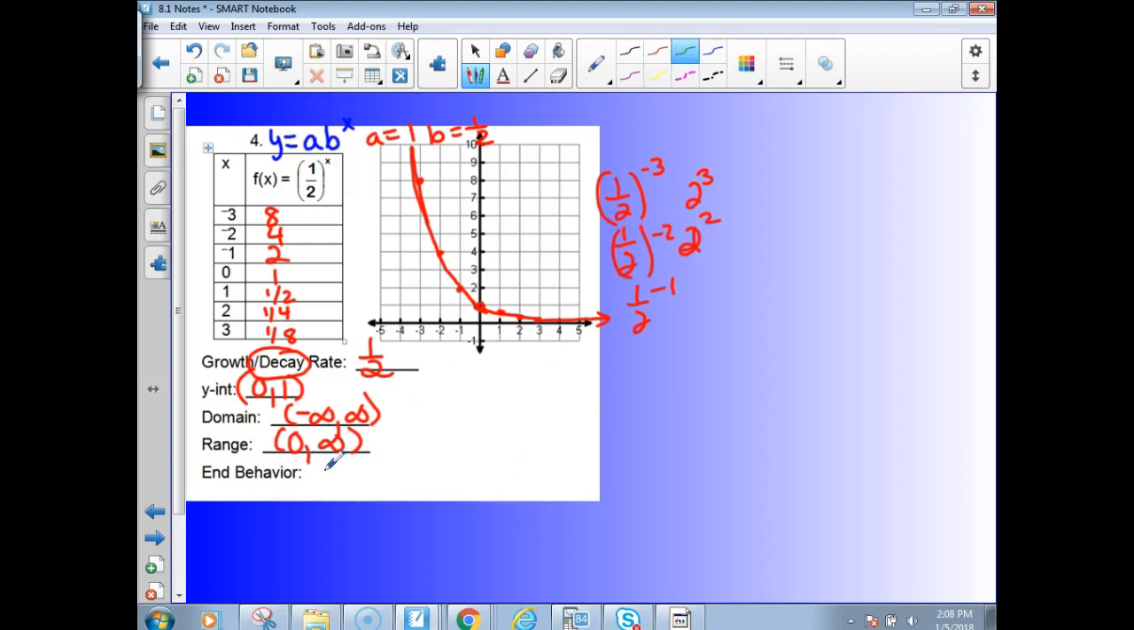How can we describe the end behavior of this graph? What's going on on the left? Students?